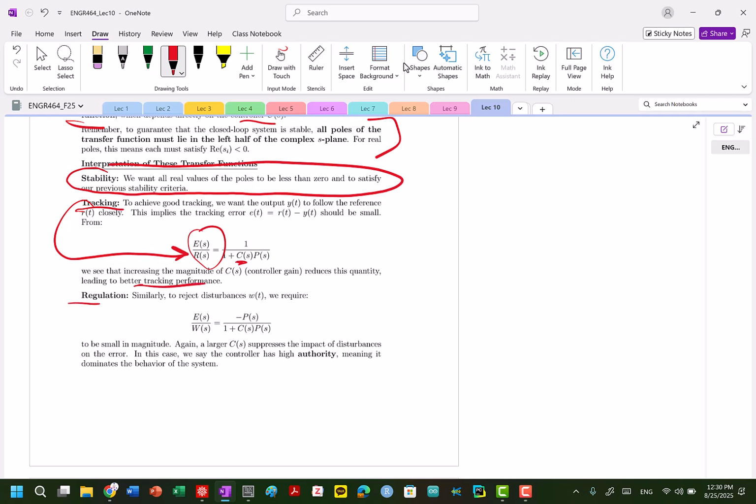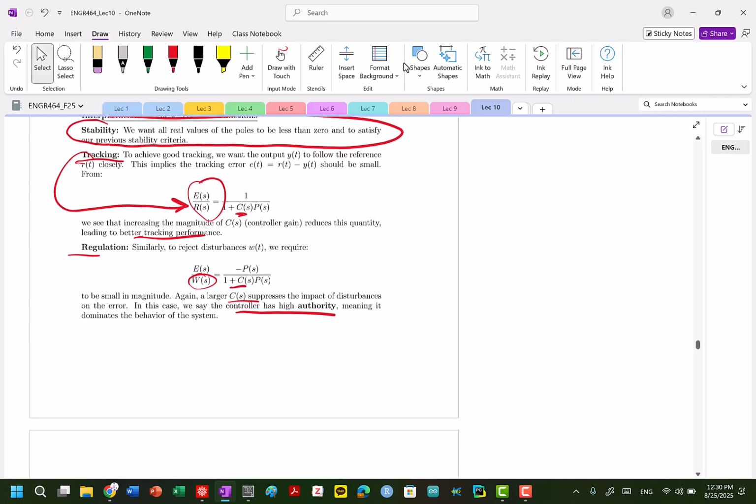Regulation, you can see here, larger C will suppress this value here. So as we increase C, that value of error over disturbance gets smaller. So we're suppressing this disturbance. It has higher authority, so it dominates the behavior of that system.